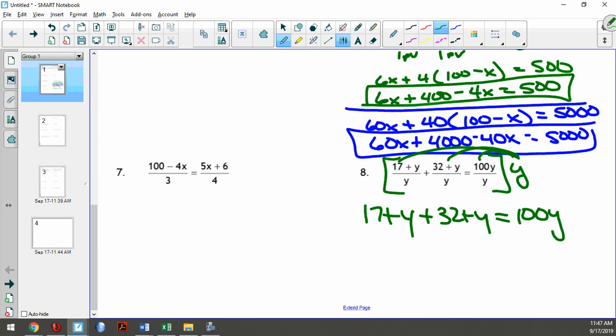When the denominators are all the same like that, you literally can just go like that and cross them off. Right? Those are all the same. Okay? Do we understand number 8? Okay, turn it over, number 9.